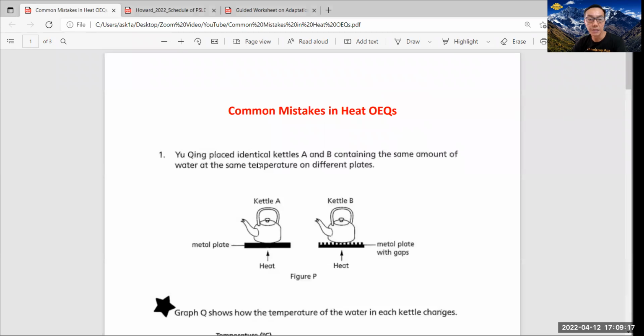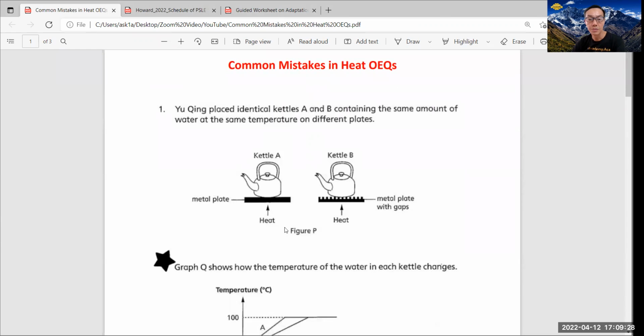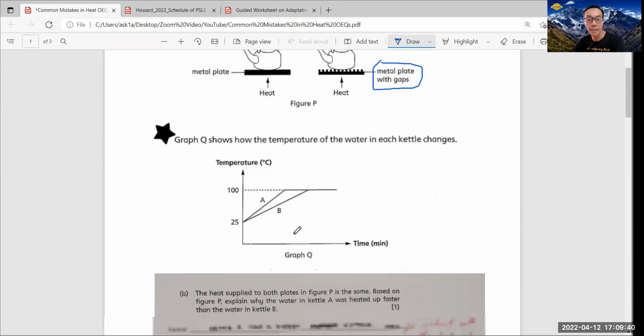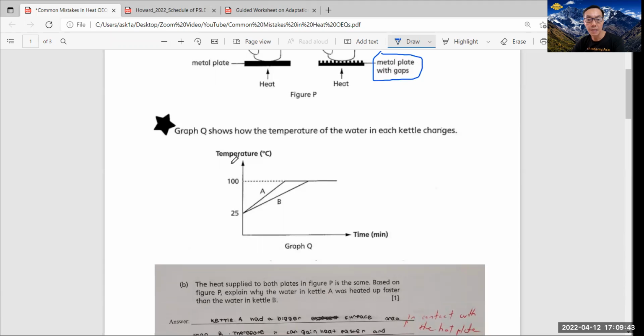As you can read here, Yi Qing placed identical kettles A and B containing the same amount of water at the same temperature on different plates. So this is the diagram. So there's kettle A, kettle B, and there are metal plates with gaps here. So I would like students to highlight this by circling it. And let's look at the temperature time graph.